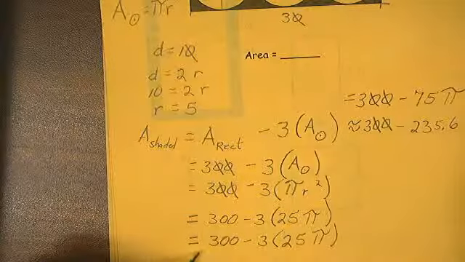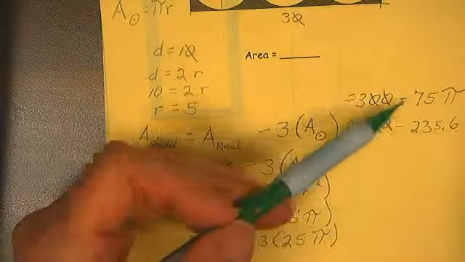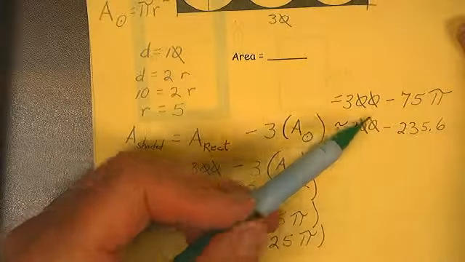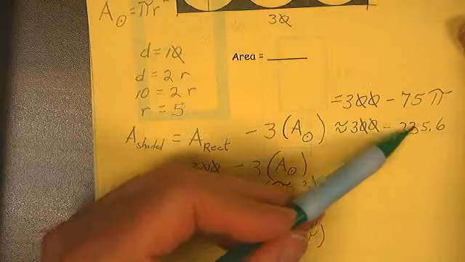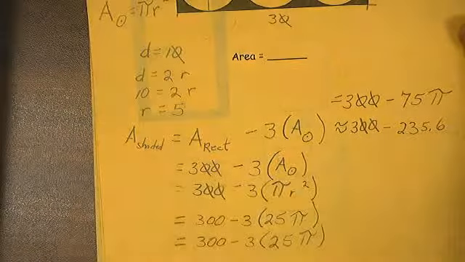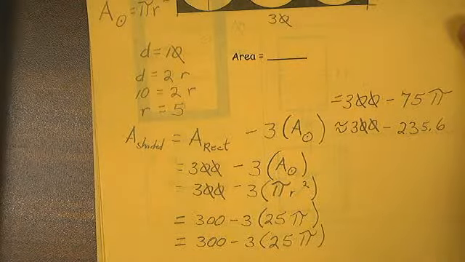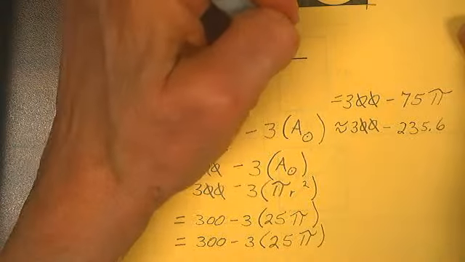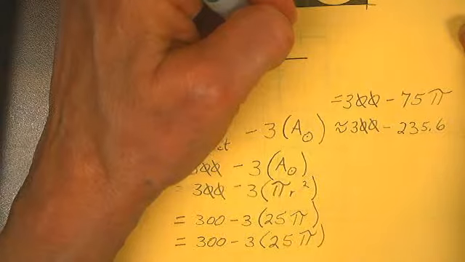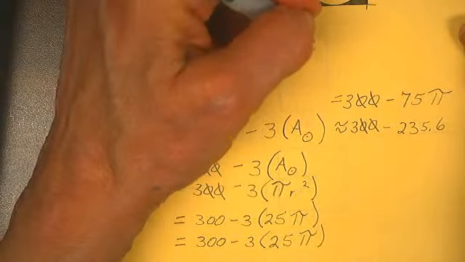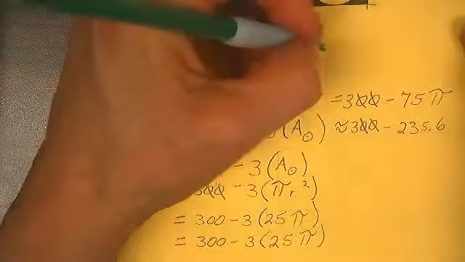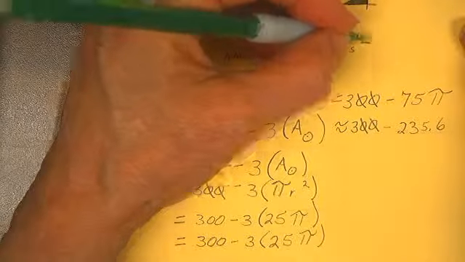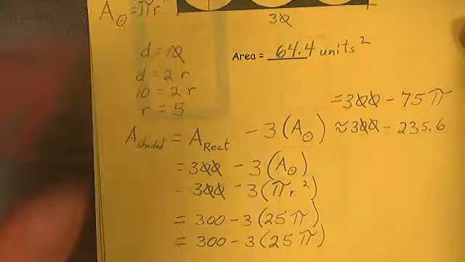My shaded area equals 300 minus 75 times pi. It equals approximately 300 minus 235.6. So my area equals approximately 64.4 units squared. Not that complicated.